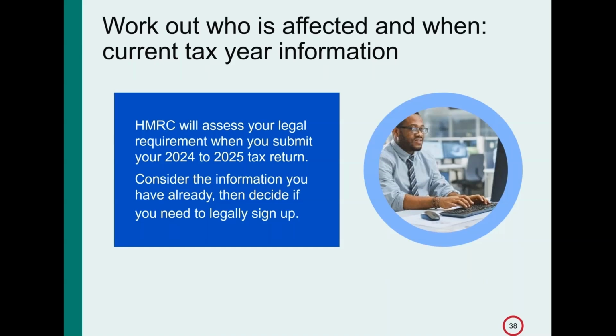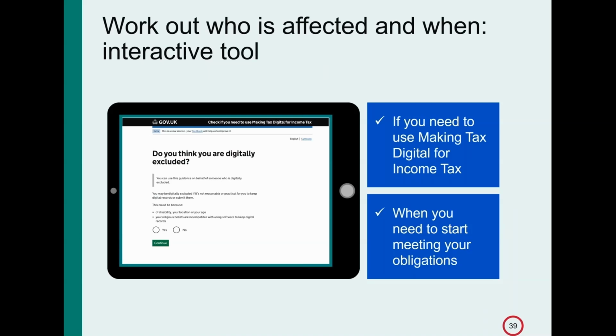To help you determine when you are affected, we've introduced an interactive tool on gov.uk: Check if you need to use Making Tax Digital for income tax. This tool will help you understand if you need to use Making Tax Digital for income tax and when you need to start meeting your new obligations. It will also set out the next steps that you should take in preparing for Making Tax Digital for income tax, and will allow you to save or print a copy of the results.